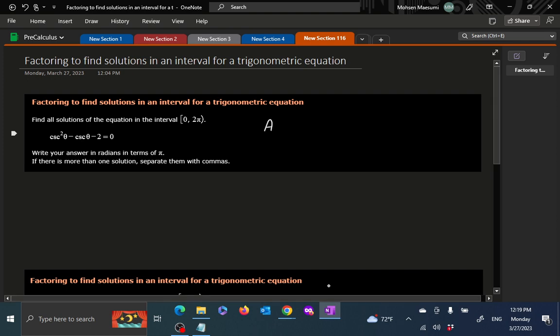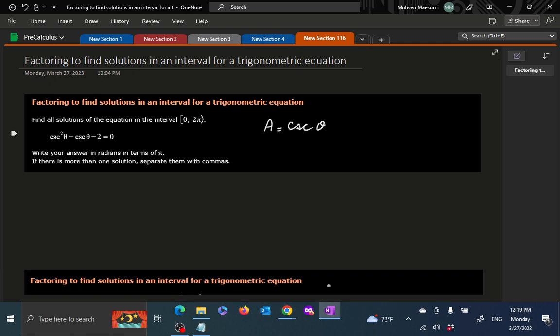So we let a be cosecant of theta. So long as these two functions are the same, we have an easy time. A squared is, of course, cosecant squared of theta. And then our equation becomes a squared minus a minus 2 equals 0. We factor that: a minus 2 times a plus 1 equals 0. We get our answers: a is equal to 2 or a is equal to minus 1.